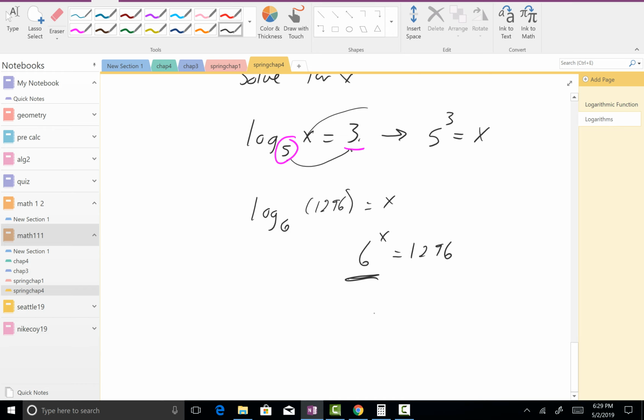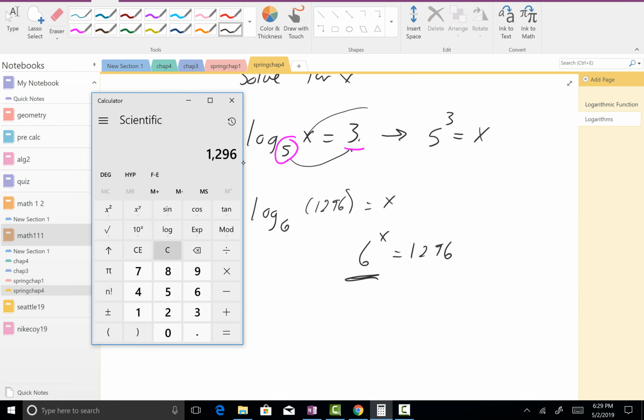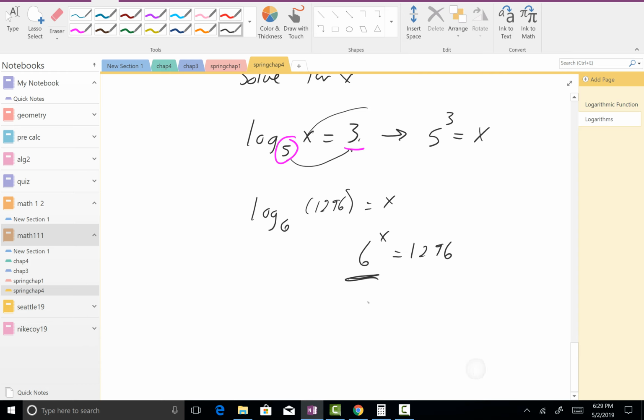Well, 6 to the second, that's 36. That's no good. 6 to the third. Well, let's see. So I think I have 6 to the third equals 216. Ah, well, not quite. Let's try 6 to the fourth and see what that looks like. 6 to the fourth, there it is. So then x has to be 4. But see, you can do all these with the definition of a logarithm.